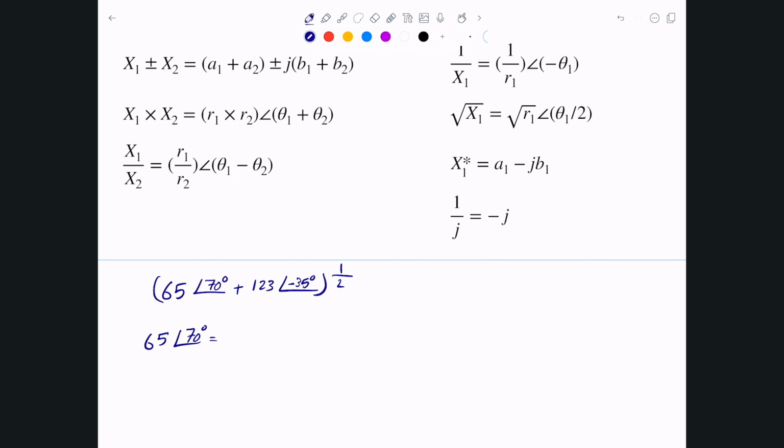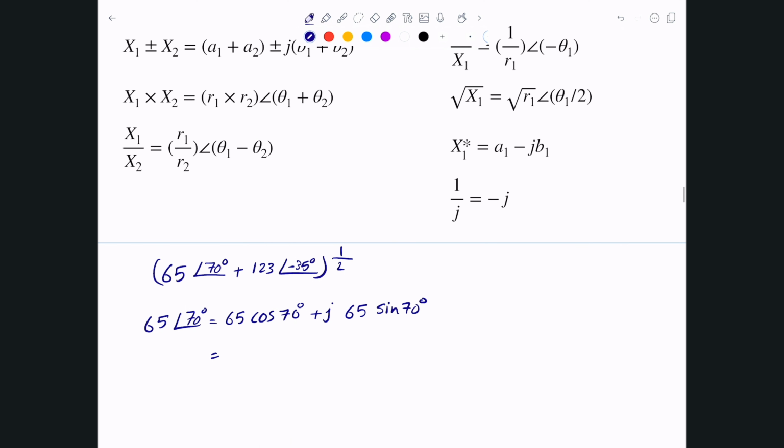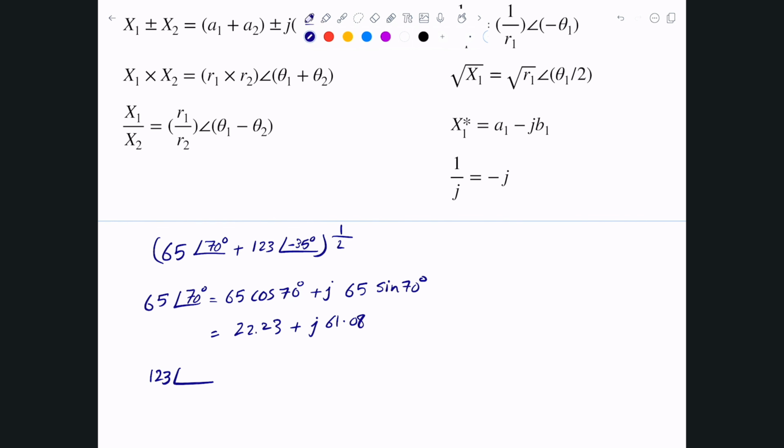Well, we know that the A is simply 65 times cosine of 70 degrees. And then the B, which would be with J, is basically 65 times the sine of 70 degrees. Okay, we compute these two numbers, and what we get is the following. Hopefully we get 22.23, this is an approximation by the way, plus J 61.08. Similarly, you can convert the 123 at negative 35 degrees into its rectangular format, and you should be getting 100.76, negative 70.55J.